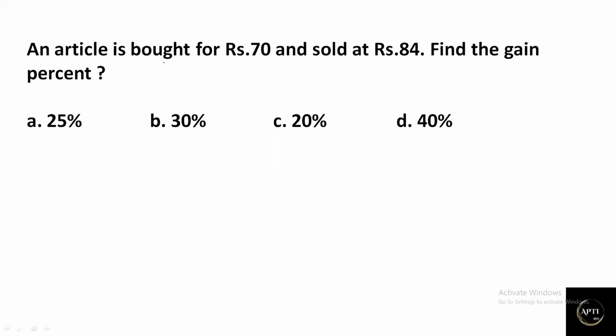An article is bought for 70 rupees and sold for 84 rupees. Find the gain percentage. This is a very basic question. I have taken some questions at the very basic level just to make you understand, since some students are at the starting level, so that they can easily understand the terminology. There are basically six different terms in profit and loss: selling price, cost price, market price, profit, loss, as well as discount.